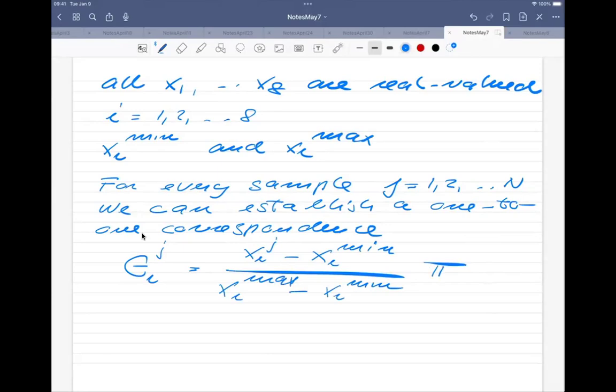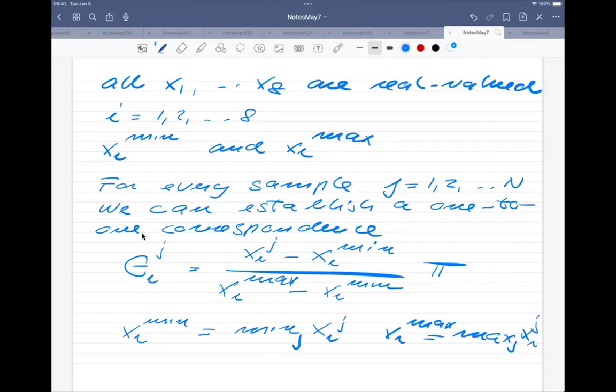Where xi min is actually the minimum value in the data set xij. So when we say this xi min, that is the minimum with respect to j of xij. And similarly, xi max has to be the maximum with respect to j of the variable xij. So that means that the rotation angles generalize the angles theta and phi in the standard Bloch sphere representation of a given state.